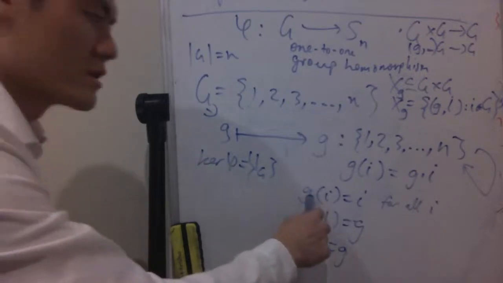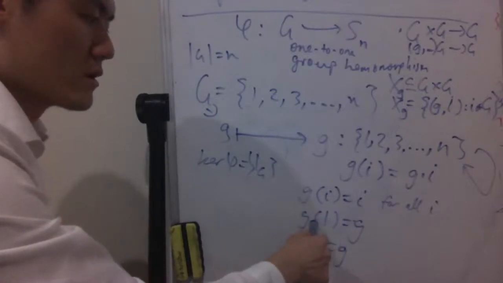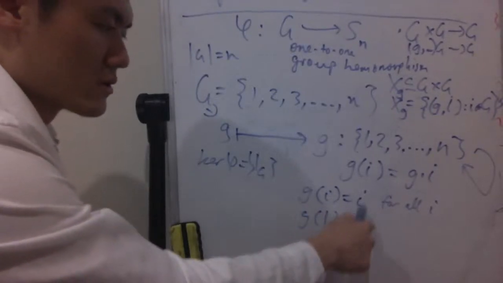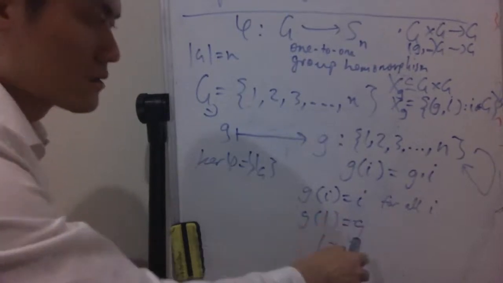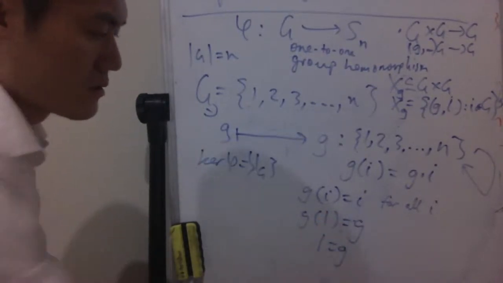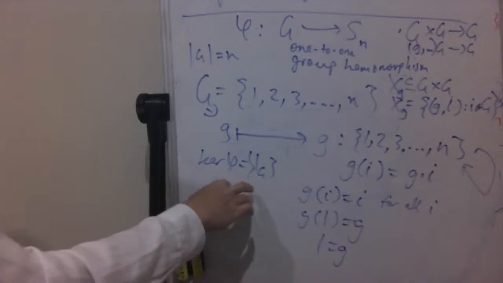Yeah, so g of i is equal to i for all i, right? Then you let i be 1. Yeah, and g of i is equal to 1, but it also has to equal g and it has to equal 1, right? So then 1 equals g. Okay, so that means it's one-to-one, right?